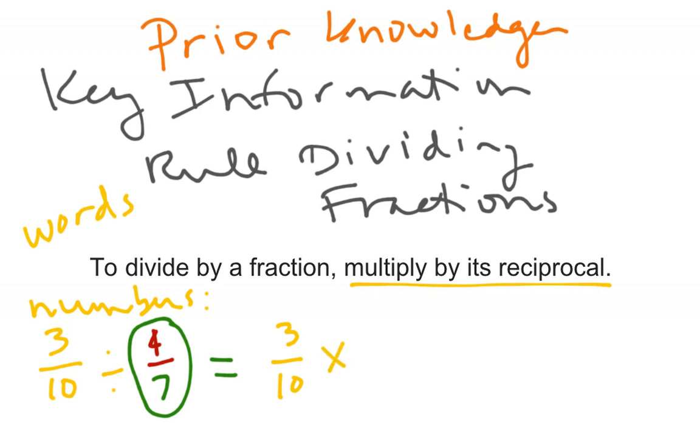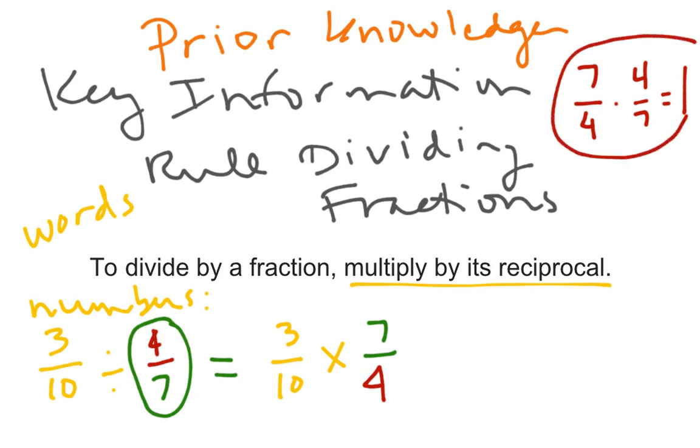And we're going to change the second fraction to its reciprocal. And reciprocal is changing the numerator and the denominator, flipping them. The reciprocal of 4/7 would be 7/4. And you can tell because 4/7 and 7/4, if you multiply them together, you get 1. We talked about that in the last lesson. Those are inverses of each other. Reciprocal and inverse are kind of similar words.